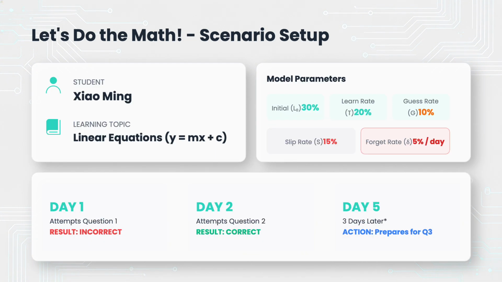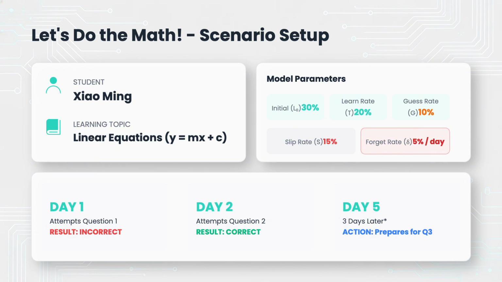All right, let's roll up our sleeves and see this in action with a concrete example. We'll follow Xiaoming as he learns linear equations. Here are our parameters. He starts with a 30% chance of knowing it, learns at a 20% rate per attempt, has a 10% chance to guess correctly, a 15% chance to slip up, and crucially, his knowledge decays at a rate of 5% per day.